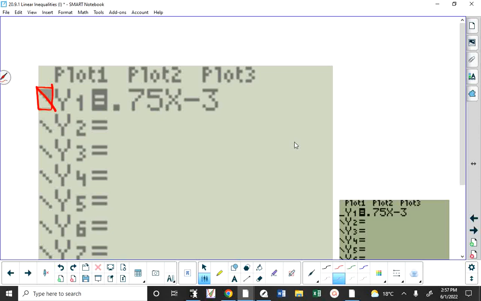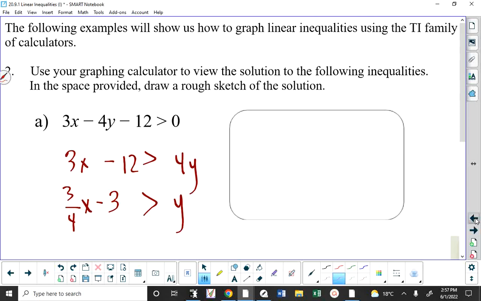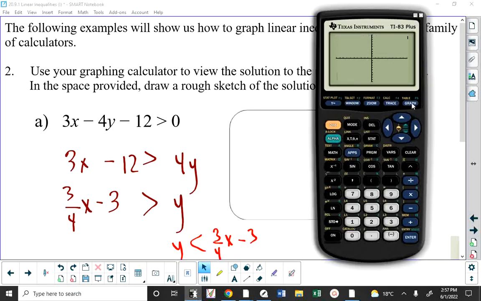Which one do I want here? Do I want to shade above or below? Below, right? Because I read it in terms of y. This means y is less than 3/4 x minus 3. So I want to shade below. If I were to hit graph right now, it's going to shade above. That's not what I want. I want to shade below. So I go back to y. Basically, you keep hitting enter over here until you get the shading below, and we have it.